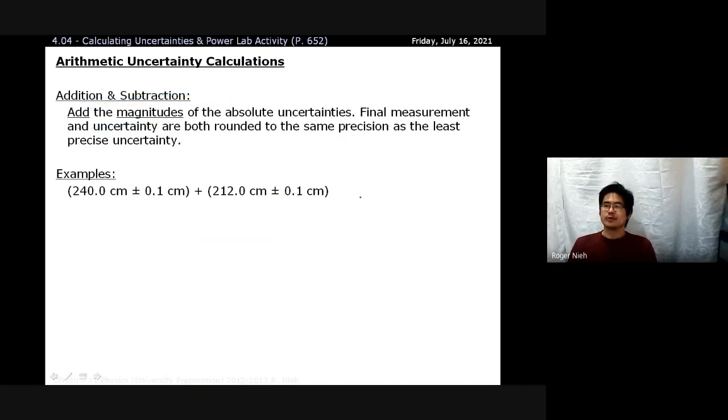Okay? So that's how you deal with addition and subtraction. Here's an addition example, and we'll repeat it again for subtraction.